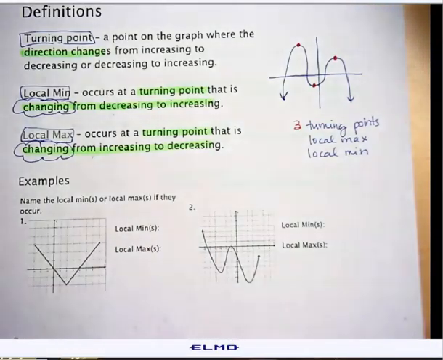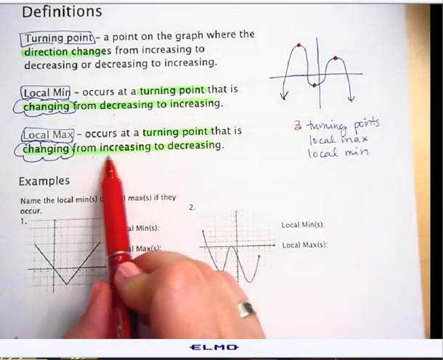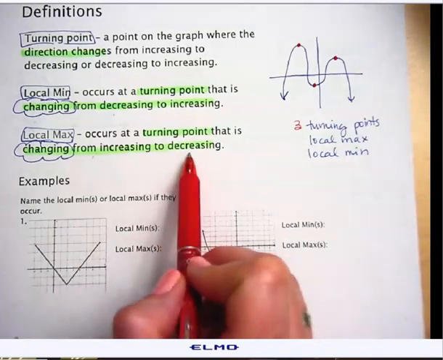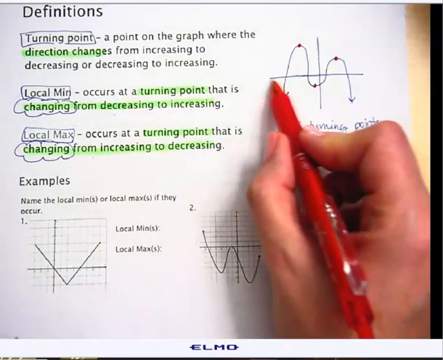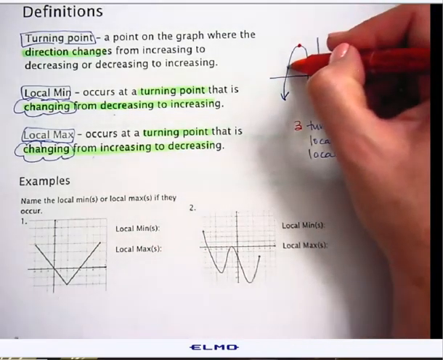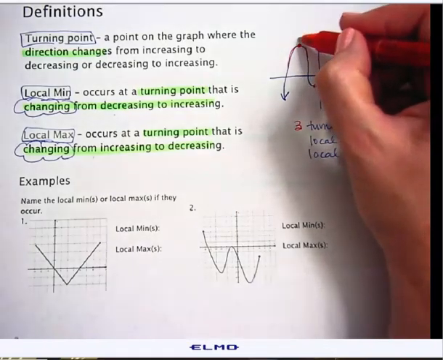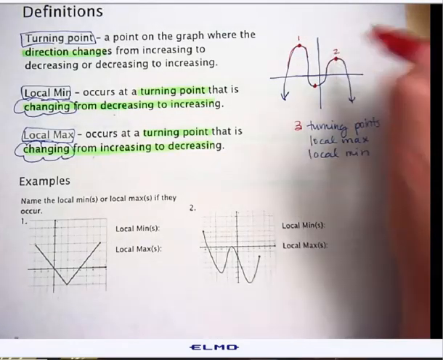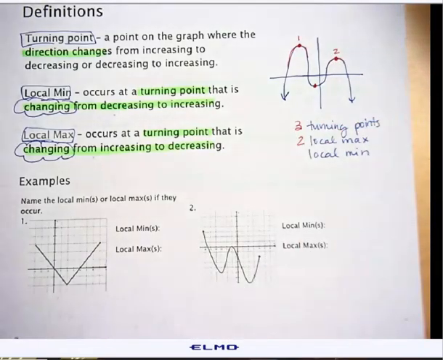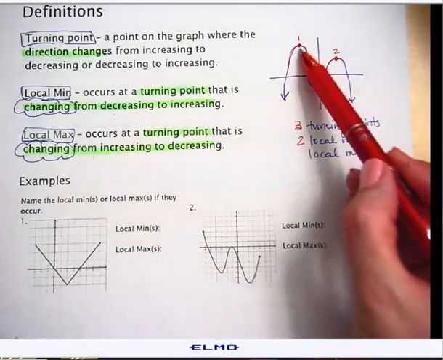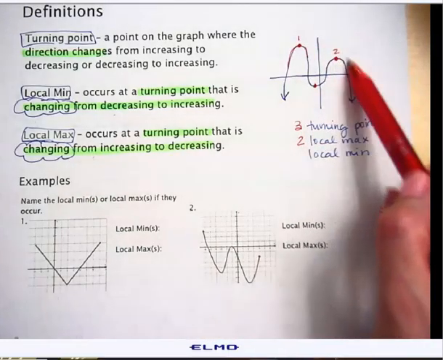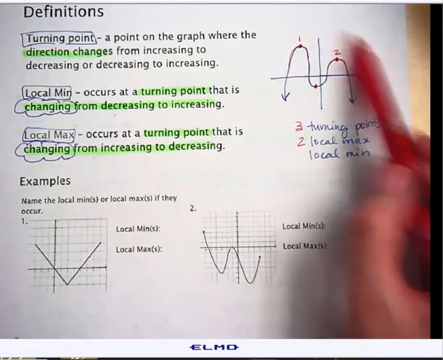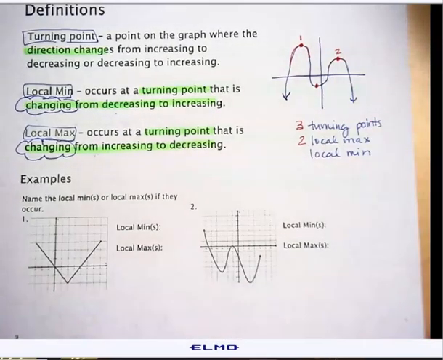So let's decide how many of those are local max. So that's where the turning point goes from increasing to decreasing. And remember, we're reading it from left to right. So here's where it's increasing to decreasing. So there's 1. And then here's increasing to decreasing. So there's 2. So there's 2 local max. That means this is a maximum for this area, and this is a maximum for this area of the graph. Not necessarily the whole graph, just in their areas between other turning points.